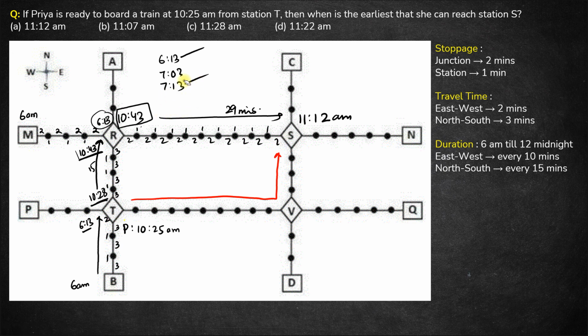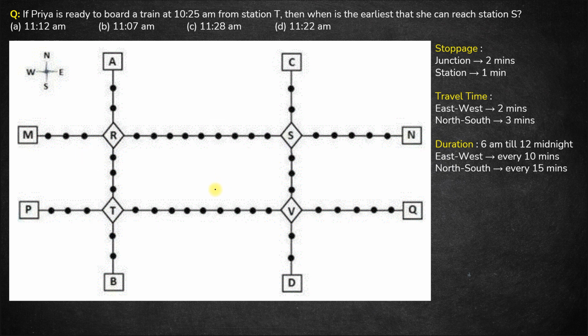After that, this train will take exactly 29 minutes to reach S. I am not considering the waiting time here for S because Priya just has to reach here. She does not have to board another train to go anywhere else. So she reaches S after 29 minutes. So 10:43 plus 29 minutes is 11:12 am. Okay, cool. Now considering the other case, that Priya goes from T to V and then to S.